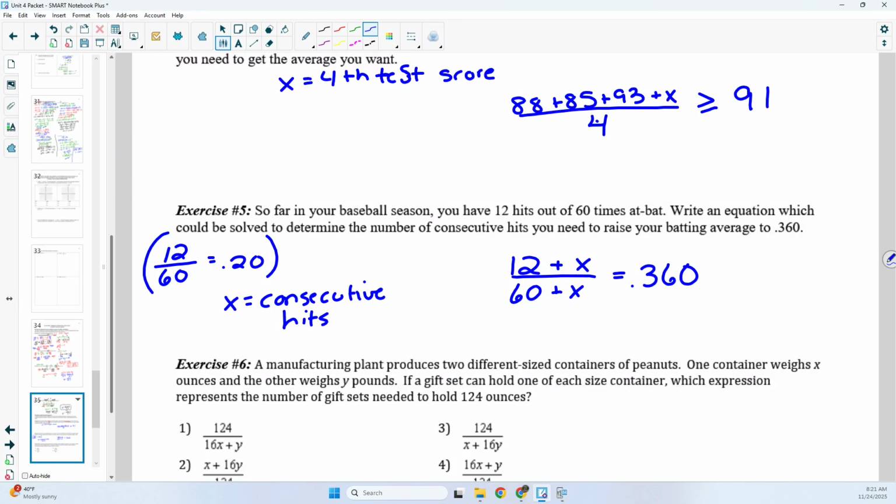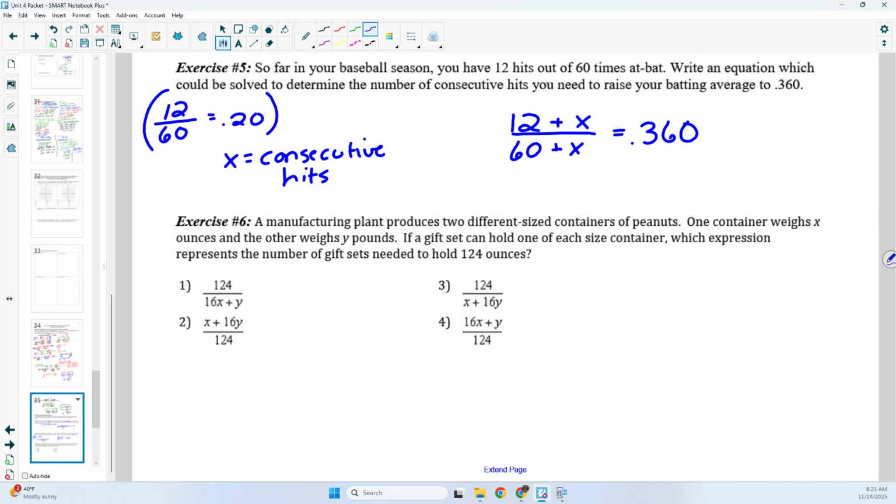So here, the rest of them are multiple choice. And my prediction on the Regents is that these will just show up as multiple choice questions. So we wrote a couple of our own, and then it's just kind of like figuring out which one could work. A manufacturing plant produces 2 different size containers of peanuts.